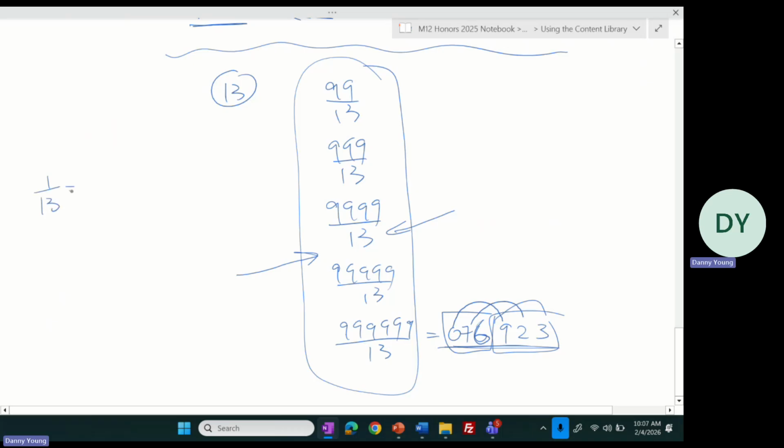Can someone pull out your calculator and tell me what 1 over 13 is? 0.076923. Someone check for me. 1 over 13, right? Yeah, 0.076923. It's going to be repeating like this. Okay, next one, 2 over 13. What's that going to be?